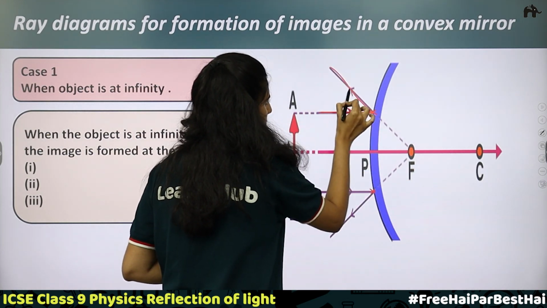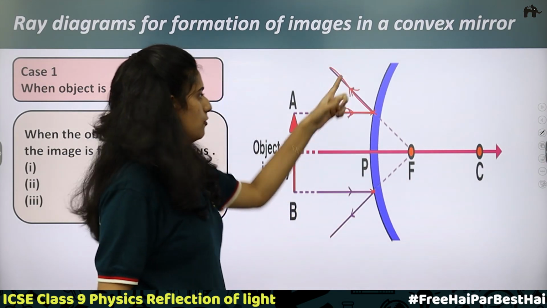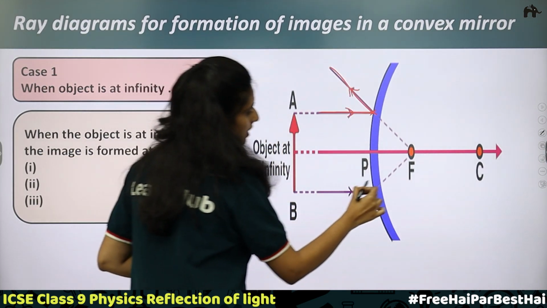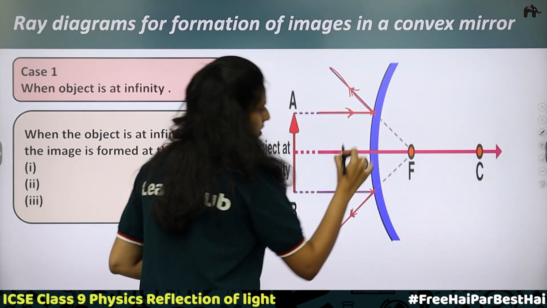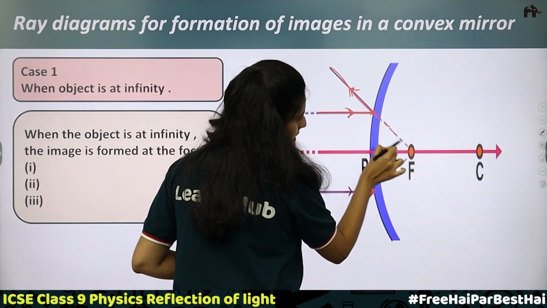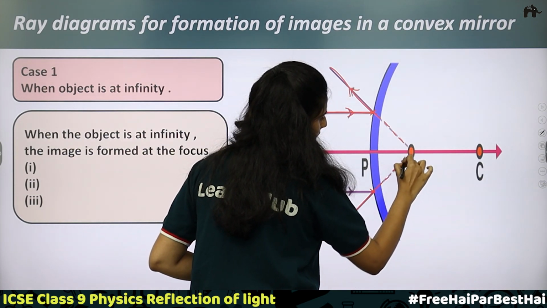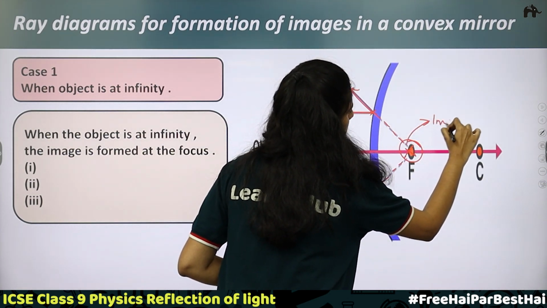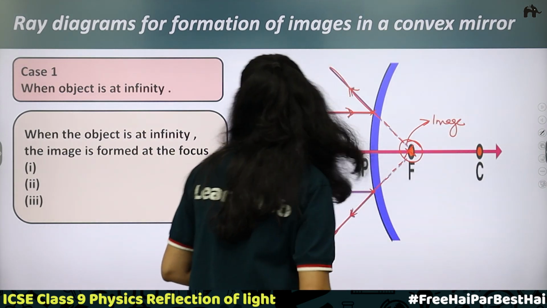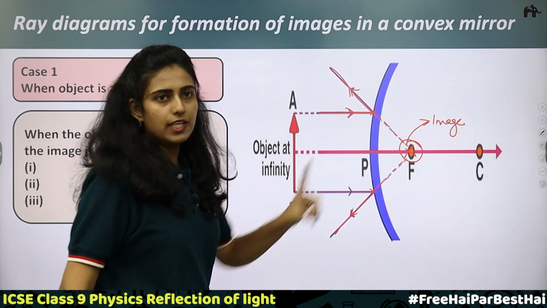So this is the light ray. First light ray. Then here it appears to come from a point on the principal axis. So this is one. When you extend these reflected rays, they will meet at a point, and here the image is obtained. Image will be formed over here.